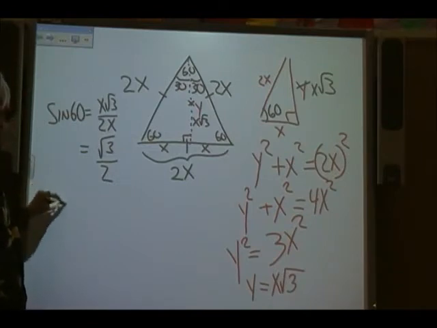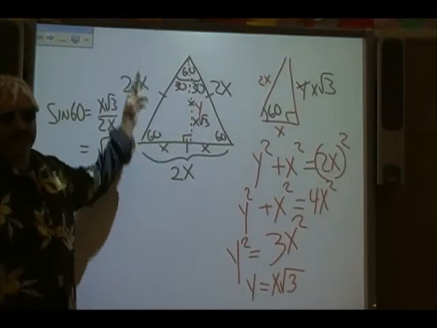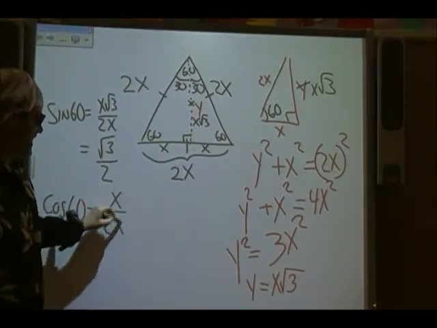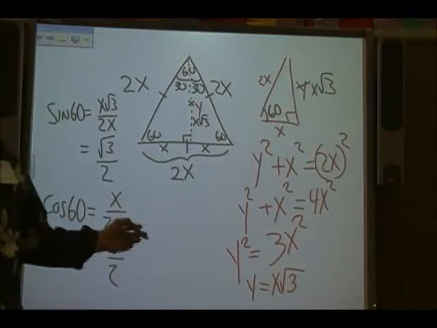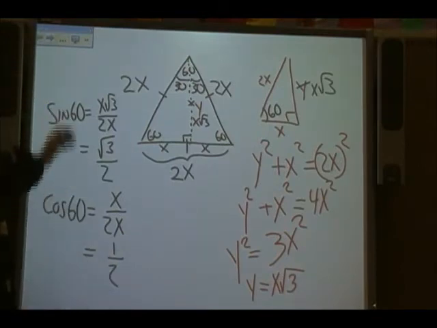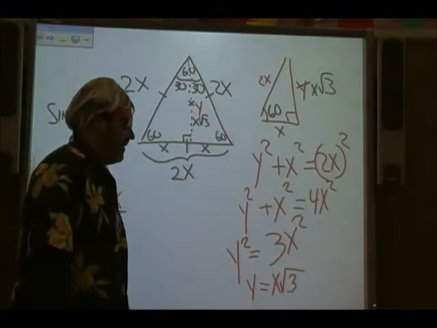Now we do cosine 60. Cosine 60 is adjacent over hypotenuse, so that's x over 2x, and that comes out to a half. It's not 2, it's a half. The 2 is on the bottom. So we have sine 60 is radical 3 over 2, cosine 60 is a half.